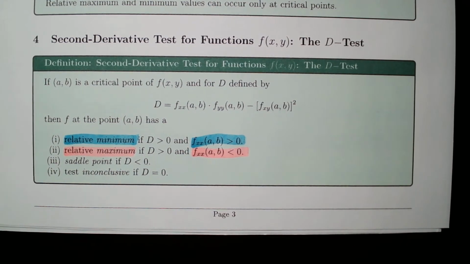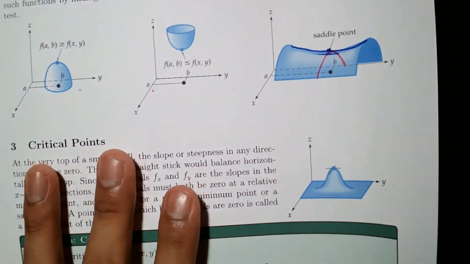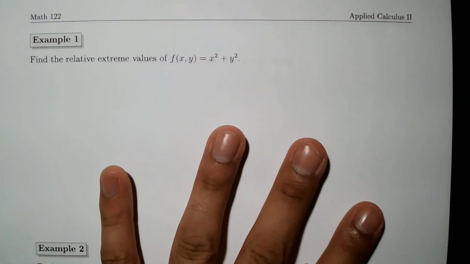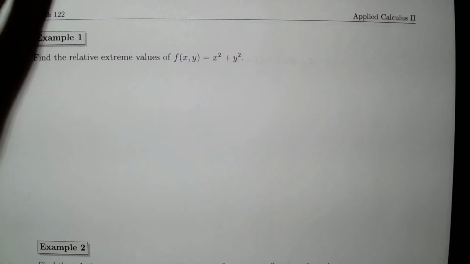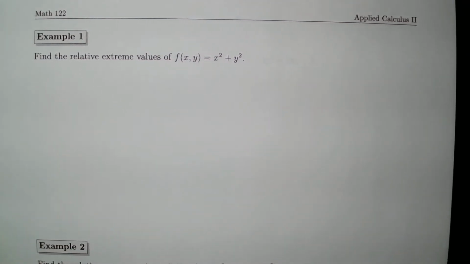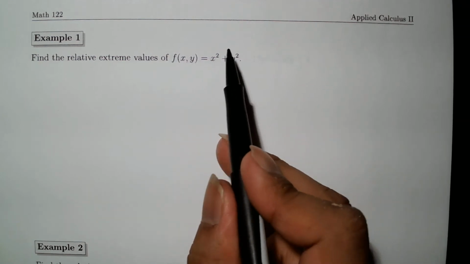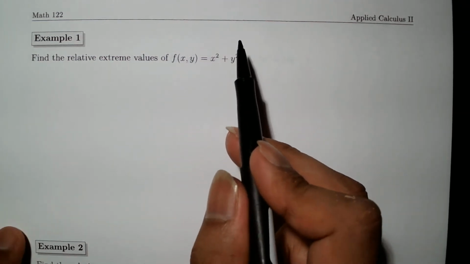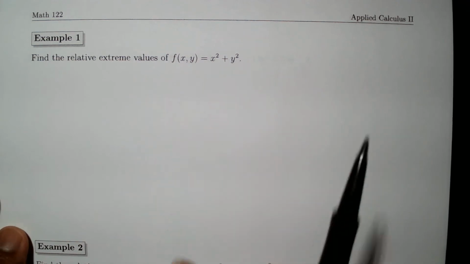Okay. All right, let's see what's next. I think the next thing is going over an example. So let's see an example. Let's find the relative extreme values of f of x, y equals x squared plus y squared. Without doing any calculus or computations, well, in some cases it's not easy to predict, but in this case it's easy because the function is a simple one.